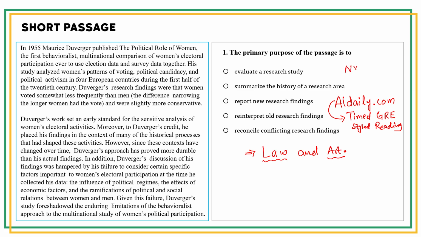And back in the days, New York Times, nytimes.com was also very good to develop GRE style reading. But now I think the text there is not as convoluted as you would find on the GRE. So Al Daily is the best resource. But anyway, you can try NY Times as well. So coming to what I was saying, I would read from law and art a lot because these were the areas of knowledge which I struggled with.